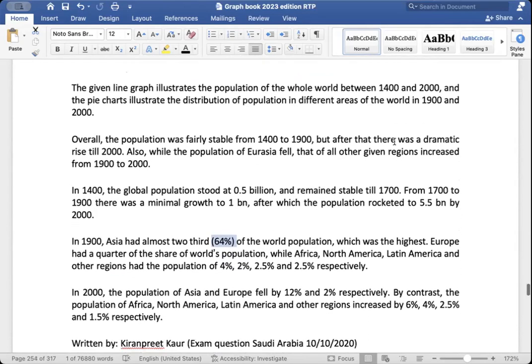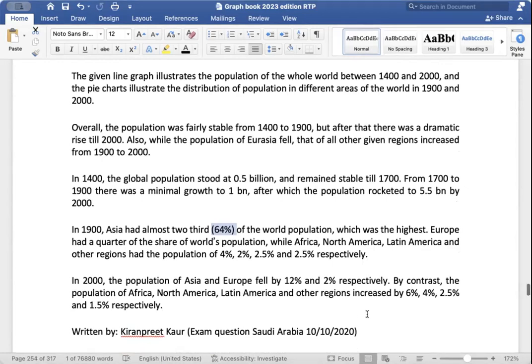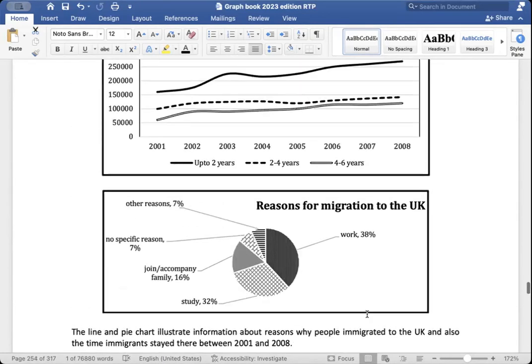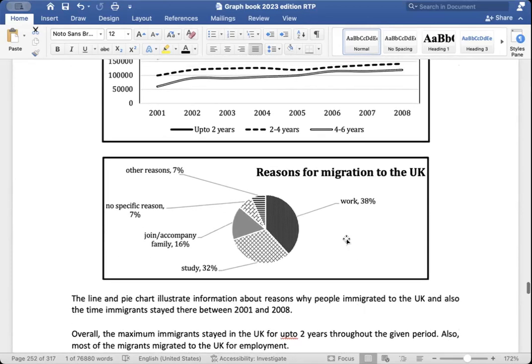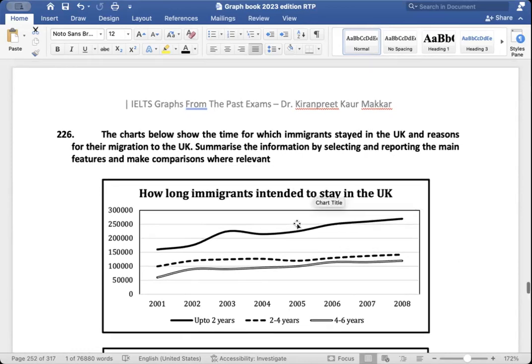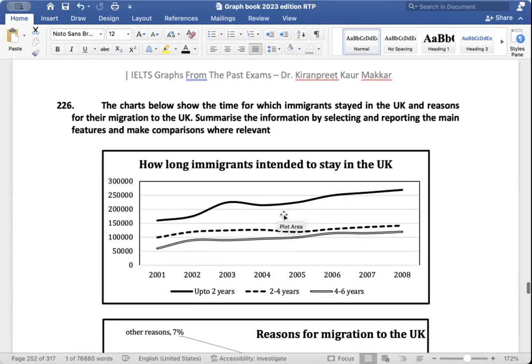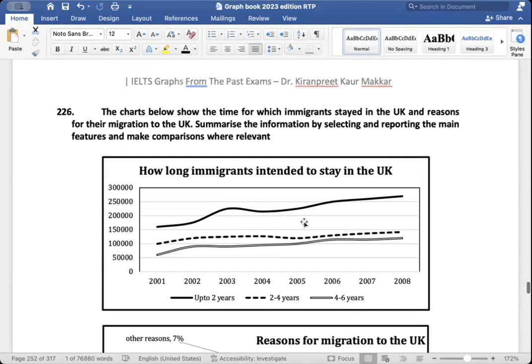So this is the graph, and this was seen on 10th October 2020, Saudi Arabia. Okay. Now let us see this graph. This is a line graph and a pie chart. Now let us see what is the similarity in the two. If there's any similarity, we have to figure that out. This was also seen during the COVID times. All these to India. These graphs you may see now, okay?